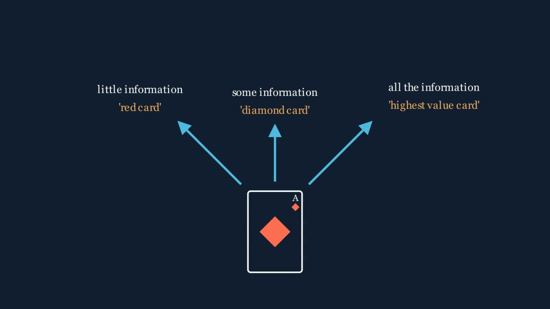For example, when it was revealed it is a red card, you get some information, and the probability of the card being red was 50%. When you get to know it is a diamond card, you have even more information, and the probability of it being red and a diamond was 25%. Finally, when you get the last detail, you have all the information you need about the card, and the probability of it being red and a diamond and an ace was 1 over 52, or 1.92%, which is the lowest it can be in this case.